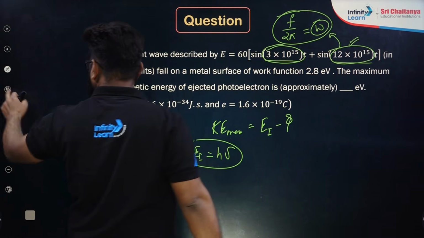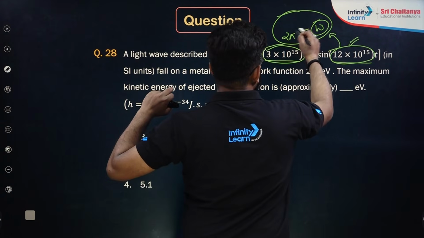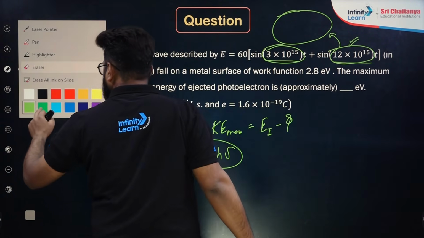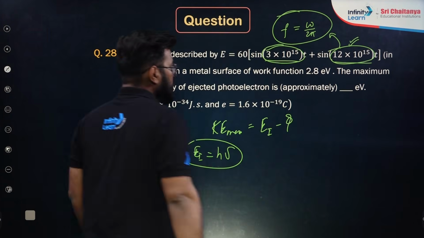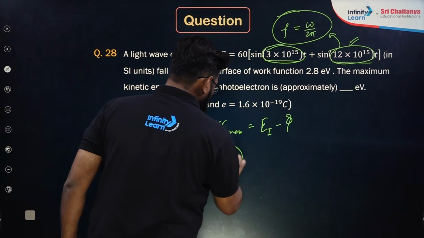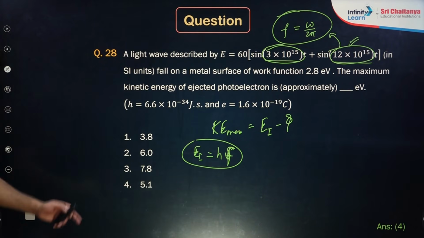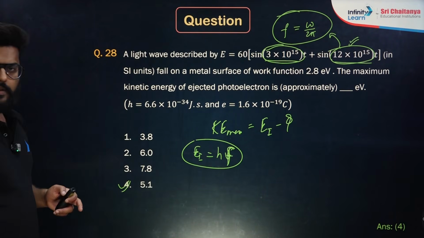Oh sorry, f will be equal to omega upon 2 pi. So through that you will have to calculate the linear frequency and place it over here. This is the linear frequency. You will get the answer. The answer is going to be 5.1. Okay.